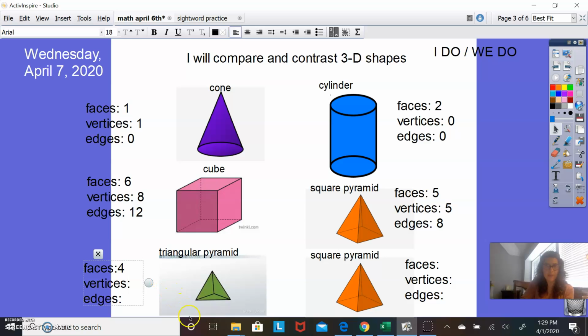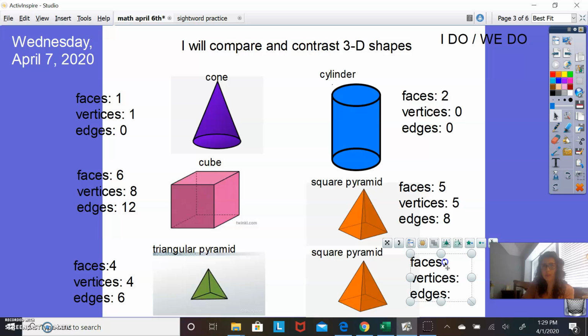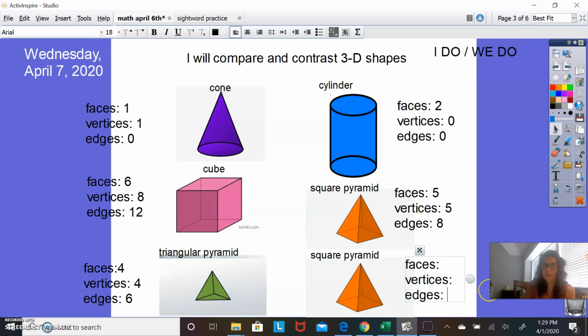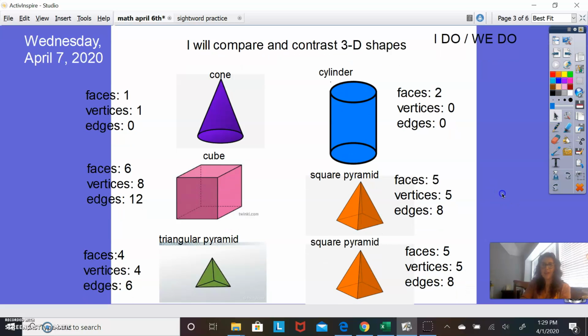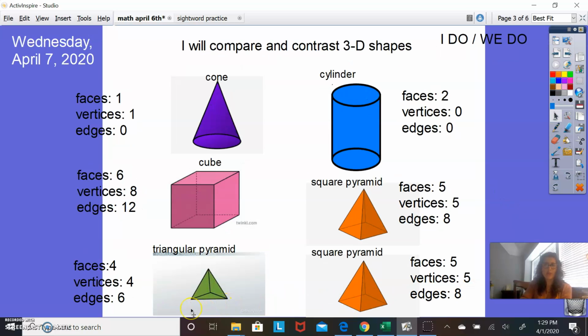And how many vertices? How many points? Let's count them. 1, 2, 3, 4. 4 vertices, so those are the 4 corners. And then our edges, and that's going to be 6 edges. 1, 2, 3, 4, 5, 6. 6 edges. Now over here on the square pyramid, we can go back and we can just fill that in. We've answered that question here. 5 and 5.